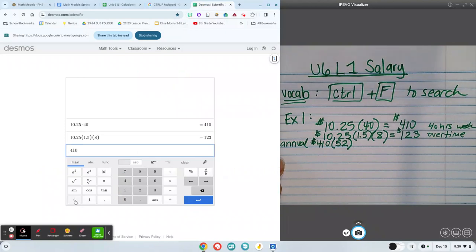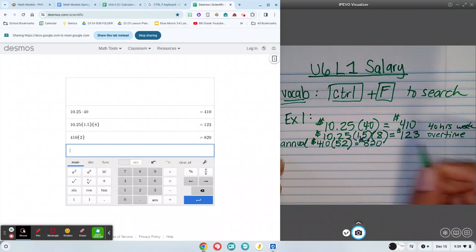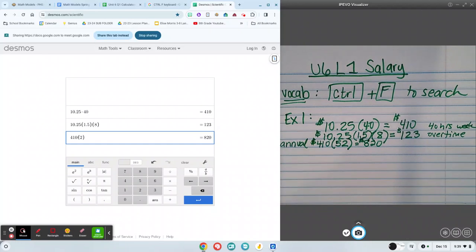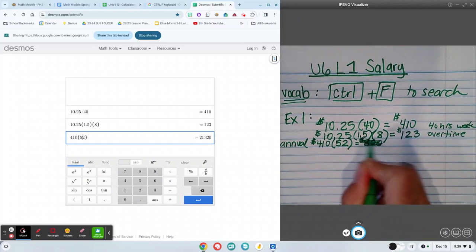410 times 52. Okay. That gives me $820. That doesn't make sense. Oh my goodness. I just have to go slow. There we go. I'm like, that's not good for a yearly salary, guys. Whew.